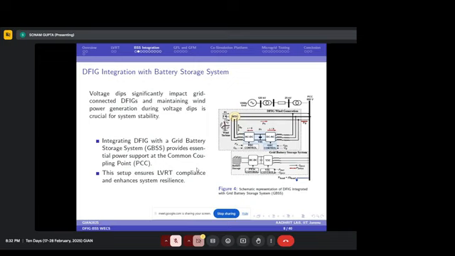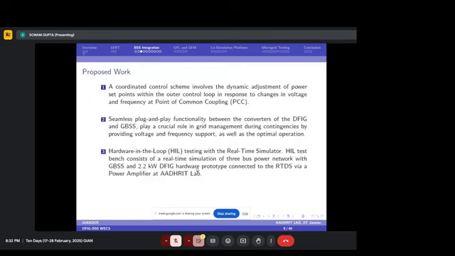So instead of that, we can also utilize the battery storage system for that short duration of time to provide the essential power support at that point of common coupling whenever there are significant voltage dips. This will also ensure LVRT compliance, and automatically it will enhance the system resilience as well as the reliability. So in this challenge, we proposed a coordinated control scheme.